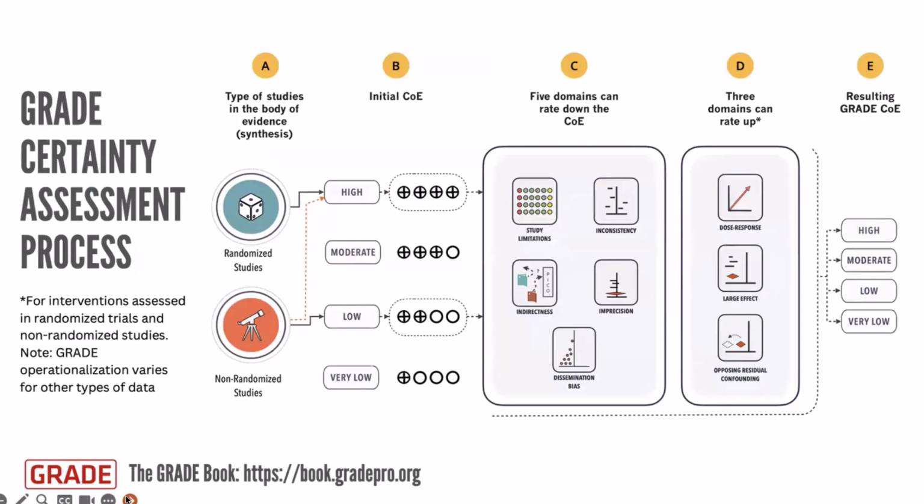So the GRADE assessment starts with the study design. Randomized trials typically start as higher certainty evidence. Observational studies start as low certainty evidence, although if you use a specific tool like ROBINS-I, you can start observational studies as high certainty evidence. Then you assess 5 domains that can lower the certainty of the evidence: study limitations, inconsistency, indirectness, imprecision, and publication bias. And there are three domains that apply really only to non-randomized studies that may increase the certainty of the evidence.